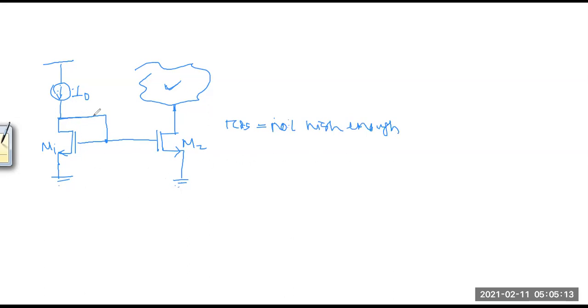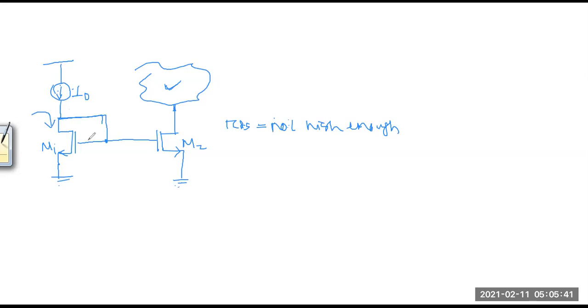for a current mirror, two properties are important. The input impedance should be low and the output impedance should be very high. So how do we calculate the input impedance from this point? What is the impedance seen from this point?